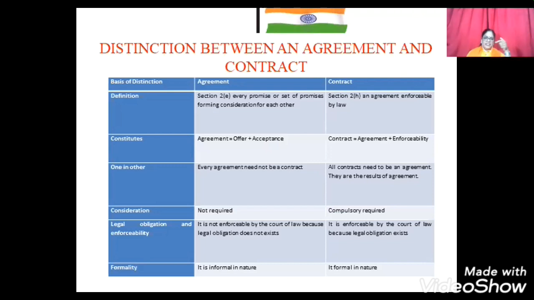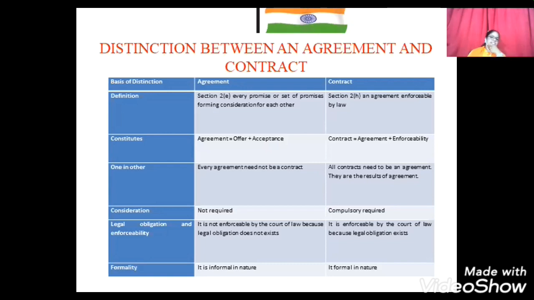Then the third distinction is one in another. It means every agreement need not be a contract. I said that every BCom student need not do his MCom. Then all contracts need to be agreements; they are the results of the agreement. All MCom students should be BCom students. If you are doing your MCom, it means you have done your BCom.